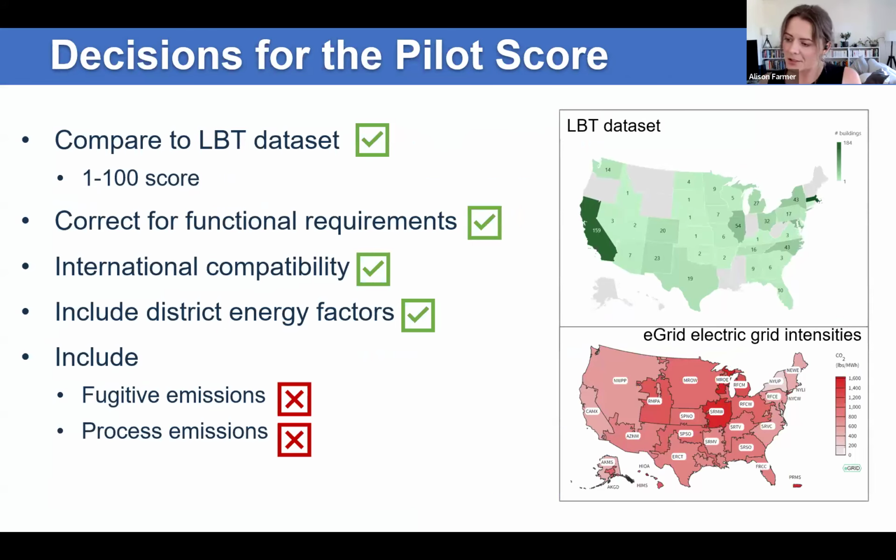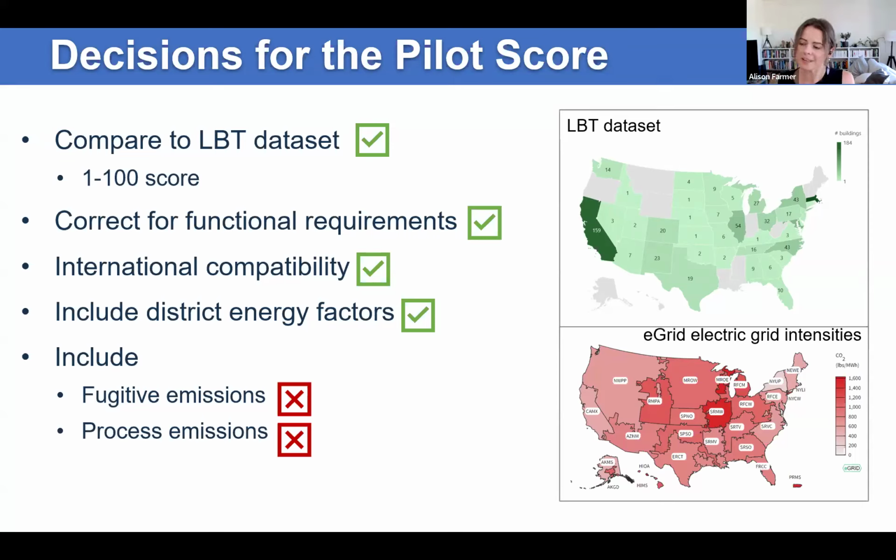So we had a number of decisions to make as we were going through the score development process. We decided that we wanted it to look a lot like the energy score in terms of its formulation. So we wanted it to be a 1 to 100 percentile score. We wanted to compare it to our LBT data set, use that rich data set that we have. We wanted to correct for functional requirements, much as we did for the energy score. We wanted to make sure that this applied beyond just the US, that this could be used throughout the world.